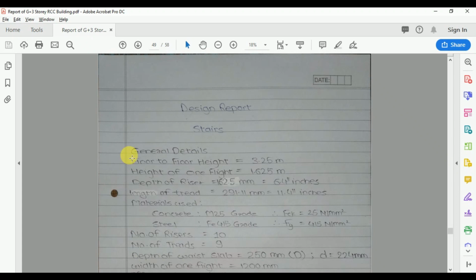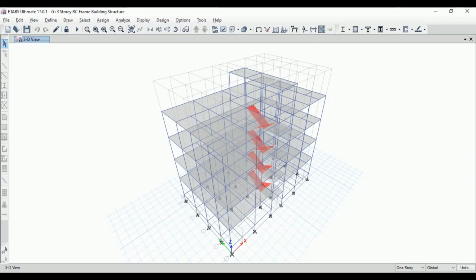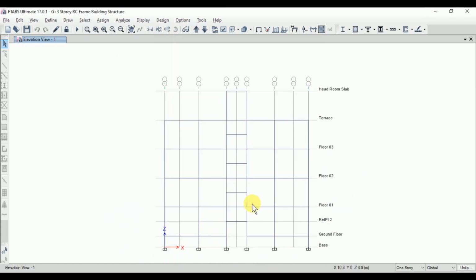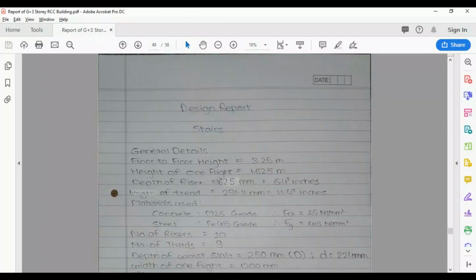We require the structural properties, such as the floor to floor height, which is 3.25 meter. For the height of one flight, go to ETABS, click on the elevation, click on the first elevation, and click on apply. Here is the elevation of one flight, the flight which goes from the floor slab to the landing. The height is the total floor height divided by 2, that is 3.25 divided by 2, which is equal to 1.625 meter.